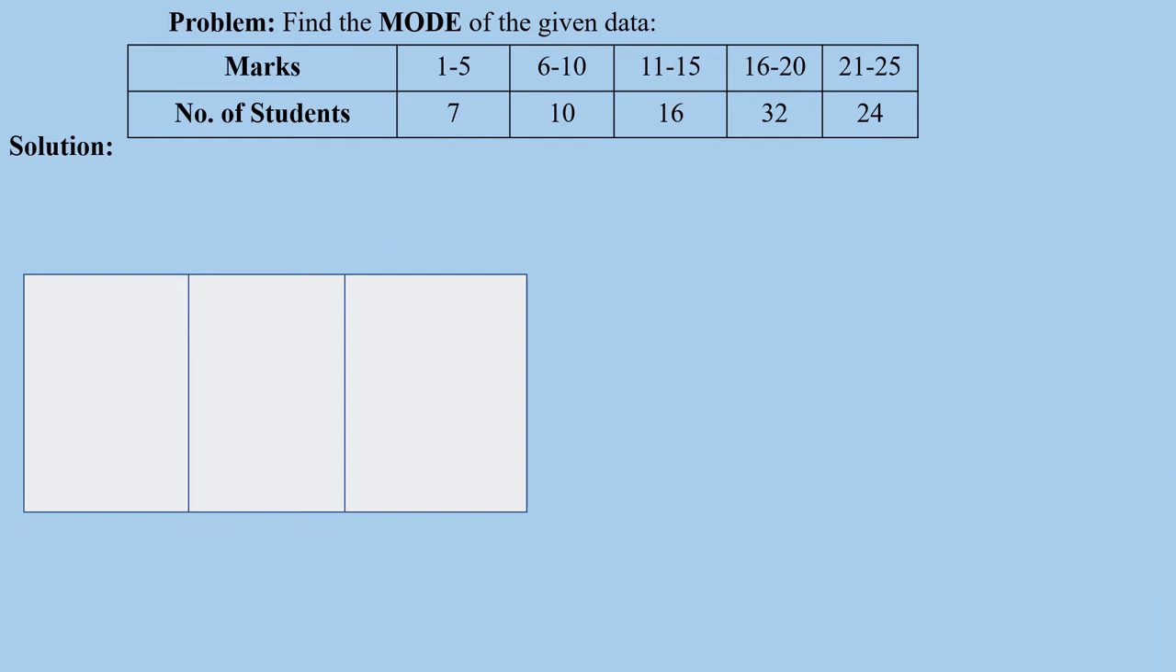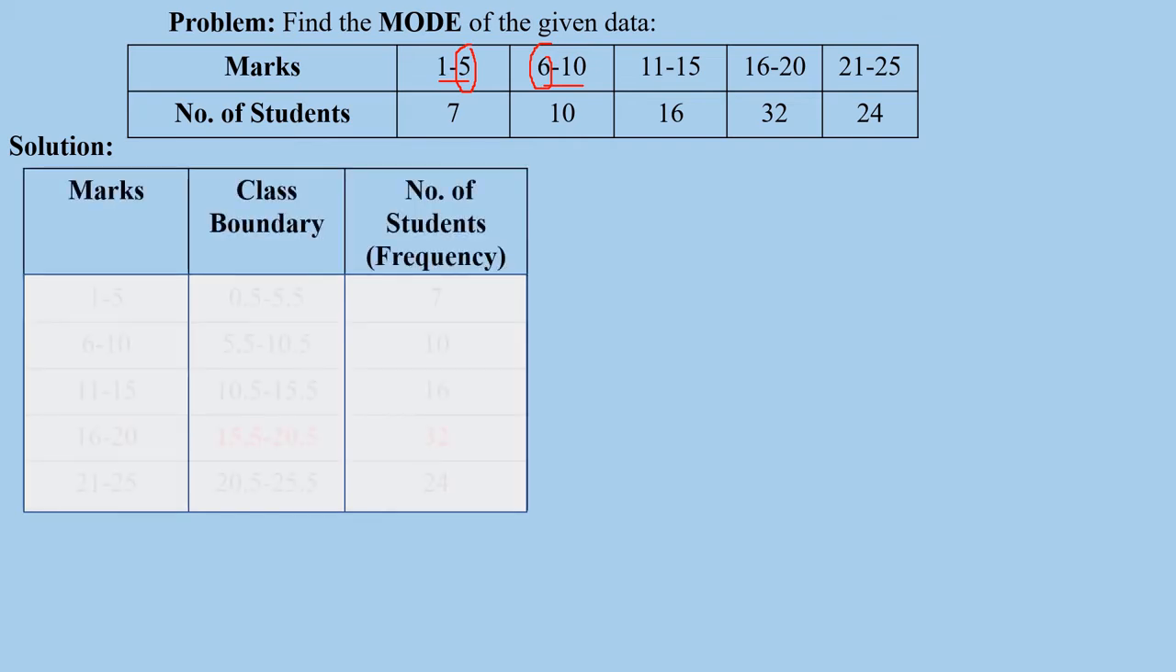Now look at the second question on mode. In this data, the class intervals are not continuous. It means the upper limit of first class interval and the lower limit of second class interval are not same. So first you have to make the class interval continuous. Write down the value of class interval in the first column from the question.